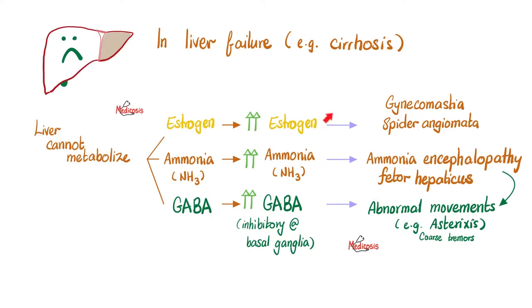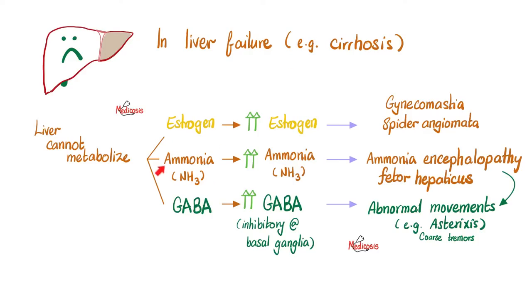Estrogen will go up, males will get gynecomastia, everyone will get spider angiomata, which is one of the stigmata of a cirrhotic patient. This is some old school Dr. James McKenzie kind of medicine. Was he English? No, Scottish.